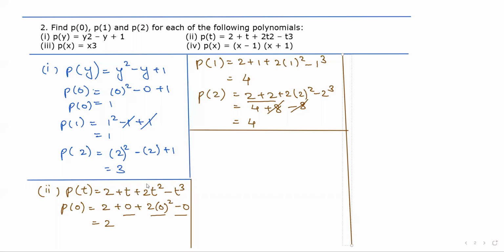Next polynomial is P of x is equals to x cube. Therefore, P of 0 will be equals to 0 cube, which is 0. P of 1 will be equals to 1 cube, which is 1. And P of 2 will be equals to 2 cube, which is equals to 8.